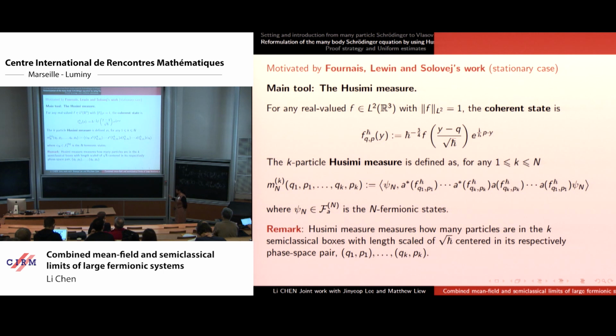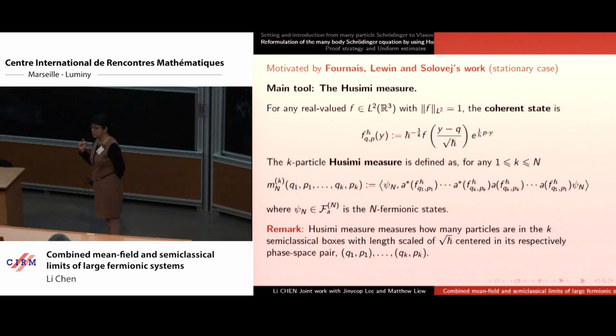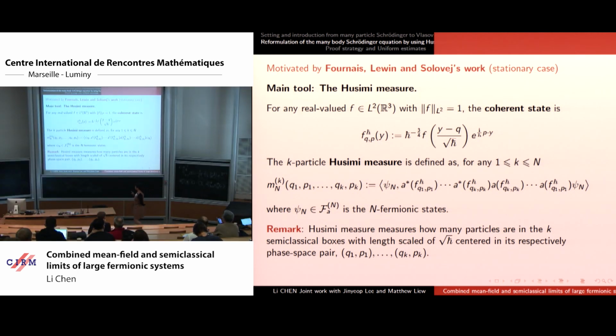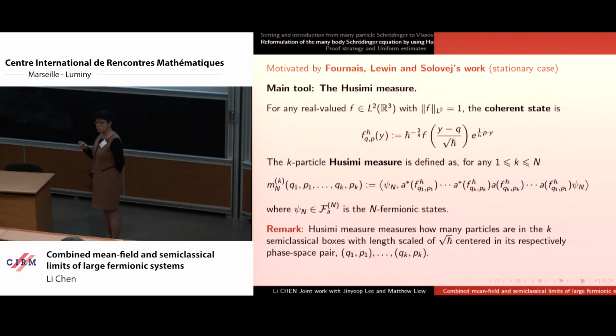I also copied one sentence to understand more about what this Husimi measure means. It measures how many particles are in a semiclassical box with the length scale square root of h. It's very helpful for us to understand it. If you take k equals 1, then it's the measure of the particles, of course the particles defined by this wave function, located at the center q1, p1 with the length square root of h.